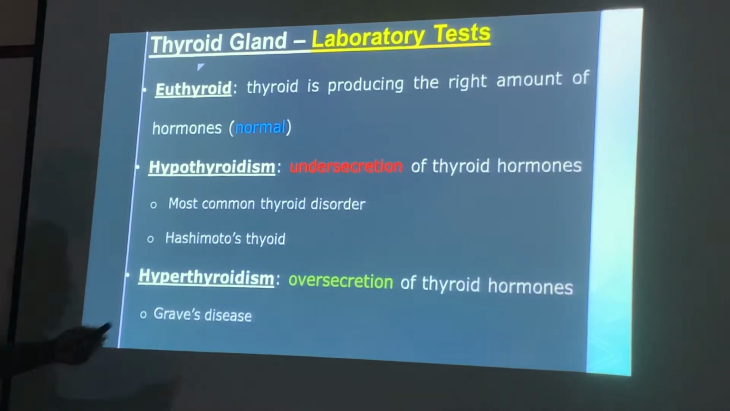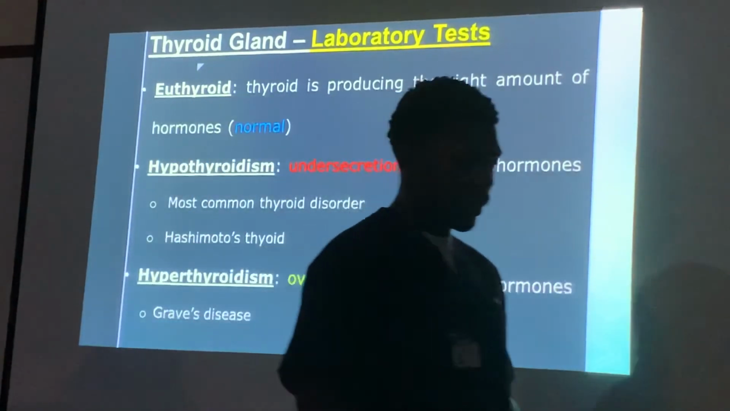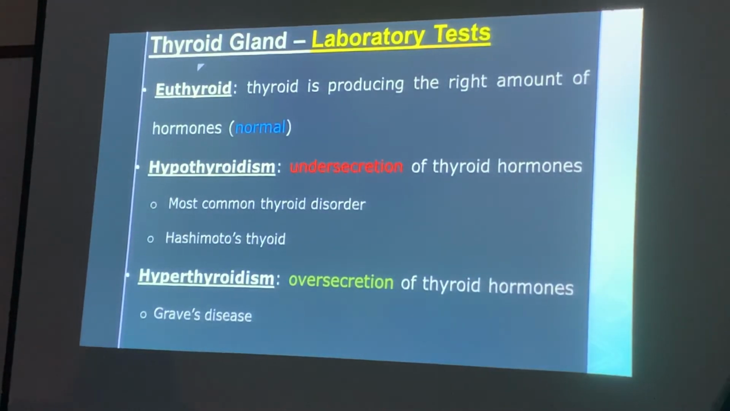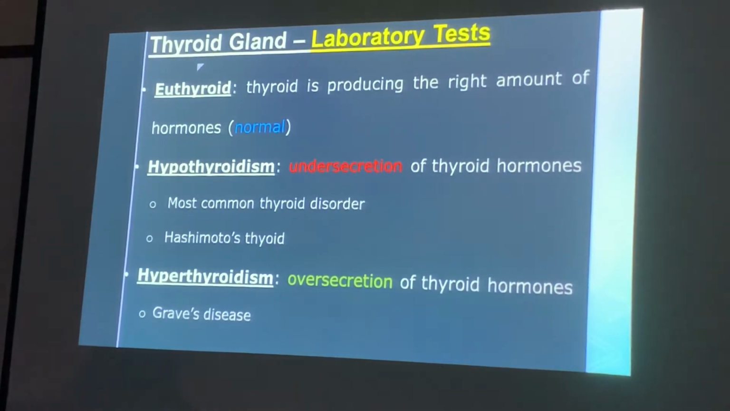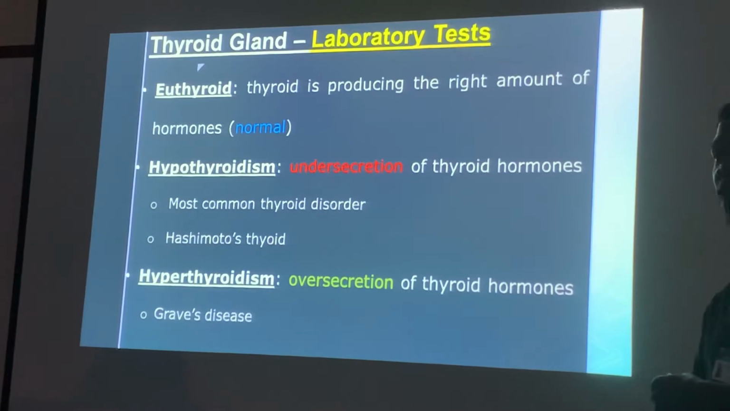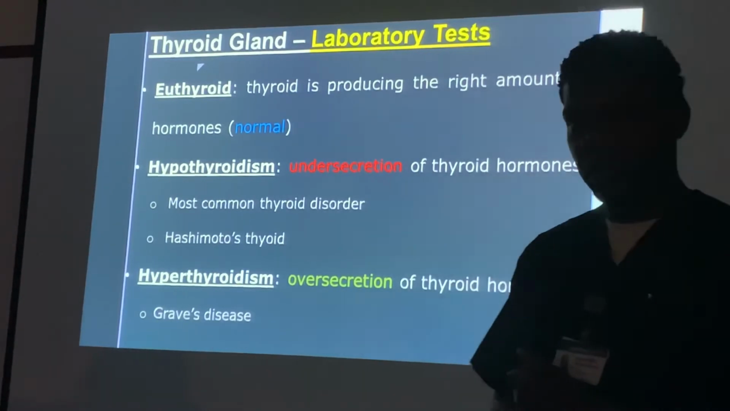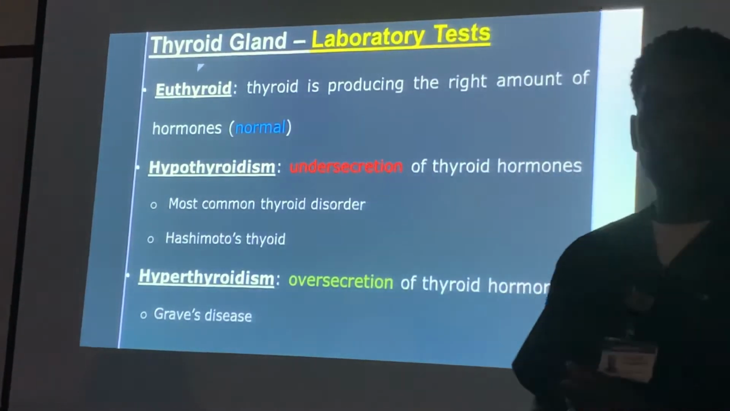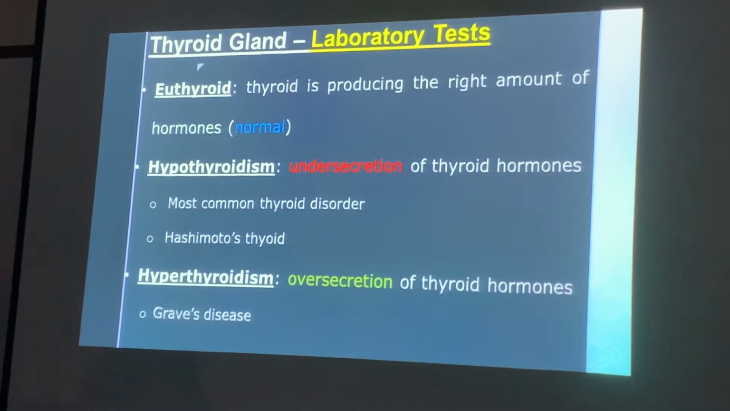Okay. So I just want you guys to know these terms before we start talking about the pathology, because a lot of the pathology is going to revert back to it either being an overproduction or undersecretion of these thyroid hormones. And euthyroid, meaning that it's functioning normally. You're getting the right amount of hormone sent out into the body, into the blood.